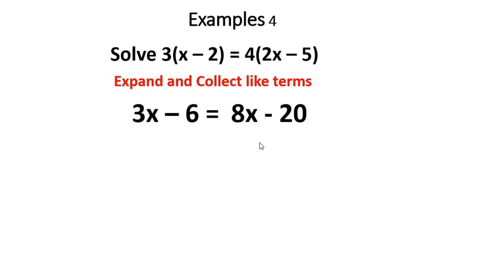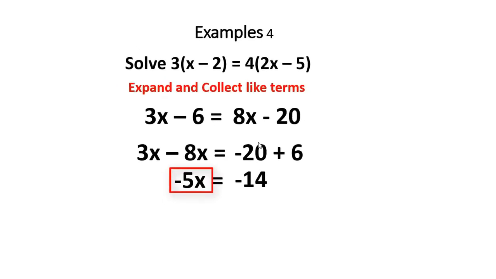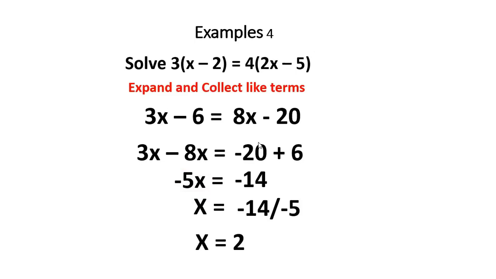Now we're going to collect like terms, and then you have 3x minus 8x equals minus 20 plus 6, and then we're going to have minus 5x equals minus 14. Now what are you going to do? We're going to divide both sides by the coefficient of the variable, which is x, and then we're going to have x equals minus 14 over minus 5, and then we have x equals 2 and 4 over 5. It is very simple.